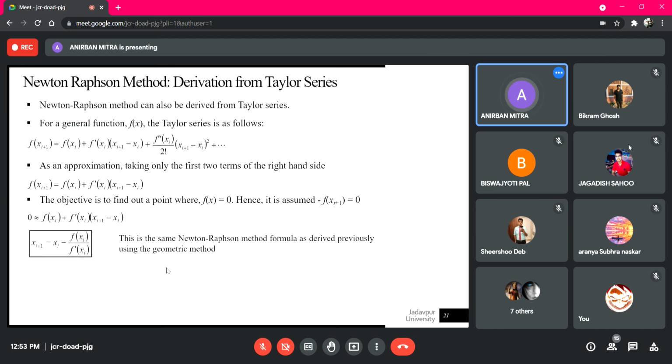Now, the previous derivation of the Newton-Raphson formula is from a graphical point of view. There is also a derivation possible from the Taylor series, which is an analytical case. But for that, are you familiar with Taylor series?